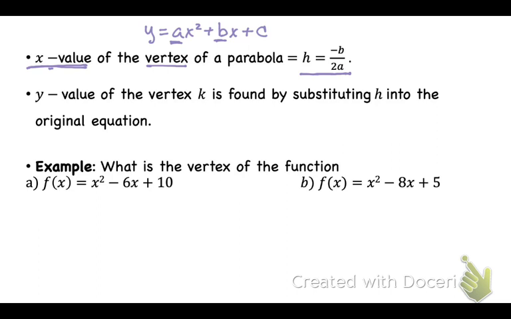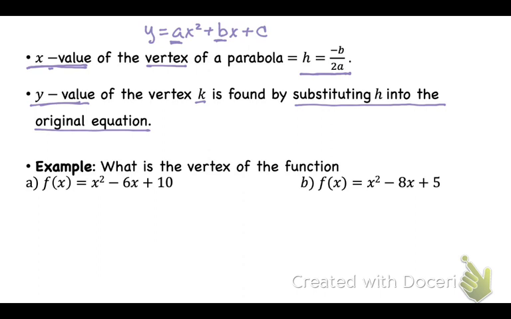So how would I get the y? If I have an x, how do I get a y? Plug it into the equation. So you find the y value of the vertex, which is k, by substituting h into the original equation. Just like when you were doing it yesterday, you found the vertex and then you did a point on either side, right? We're going to do those examples.